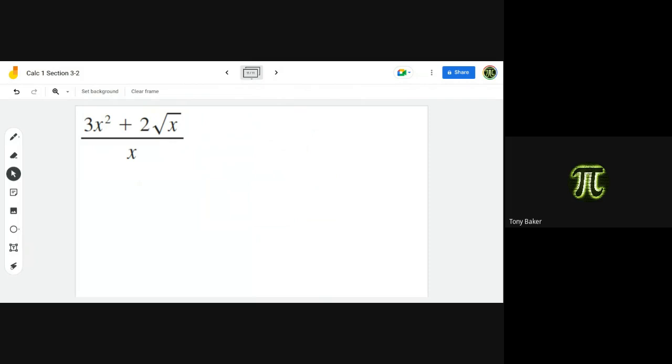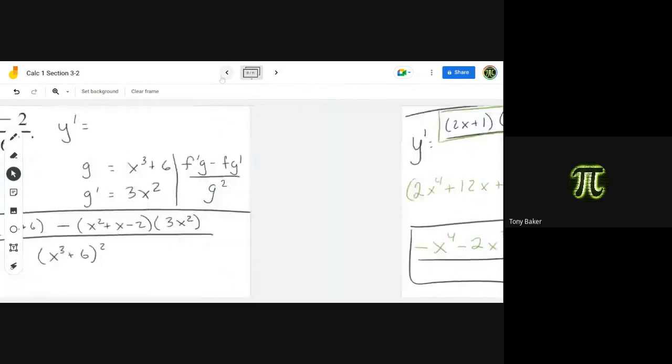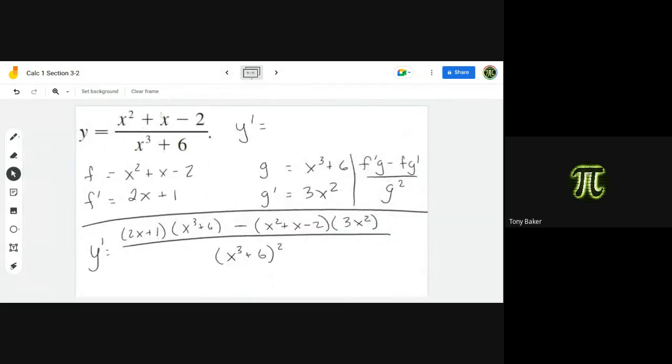The quotient rule is a little more complex because there's subtraction in there, there's division in there. So you really do want to look at your problem first to see if there's a way to simplify it. Okay? So in this problem, there's nothing that I could cancel out or factor out to make this simpler. So we kind of have to do the product rule.